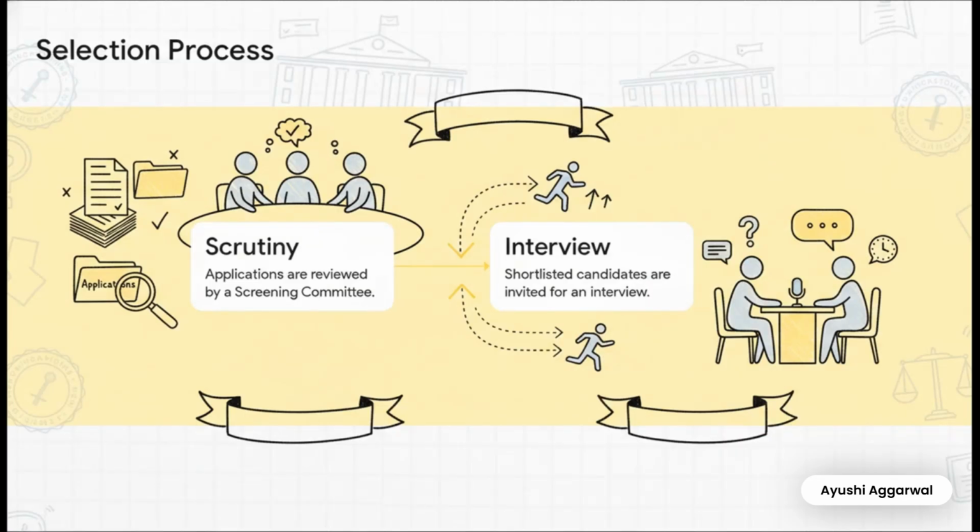So, what happens after you apply? The selection process is a two-stage affair. First, a committee will scrutinize all the applications they receive. Then, from that pool, they will shortlist candidates who will be called for an interview. And that's it. Notice what's missing? There is no written exam for this particular post.